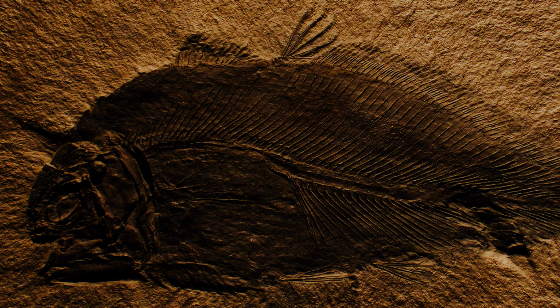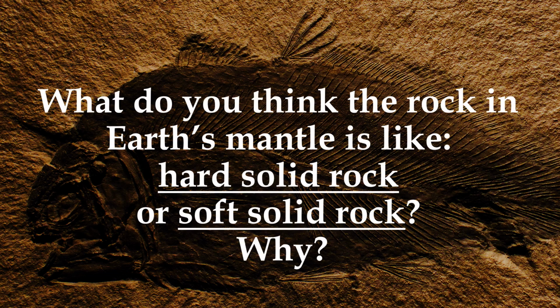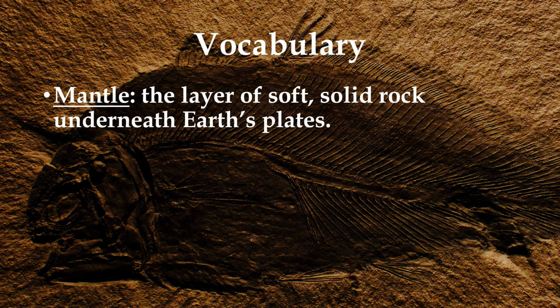So if you ran the sim correctly, you would see that the plates were moving with the mantle as soft solid rock and did not seem to move at all when the mantle was hard solid rock. That leads us to a question. What do you think the rock in Earth's mantle is like? Is it hard solid rock or soft solid rock, and why do you think that is? As you think about your answer to this question, remember, plates move. And in our simulation model, only one type of rock allowed plate movement. Now that you've solved this, you know that the mantle is a layer of soft, solid rock underneath the Earth's plates.